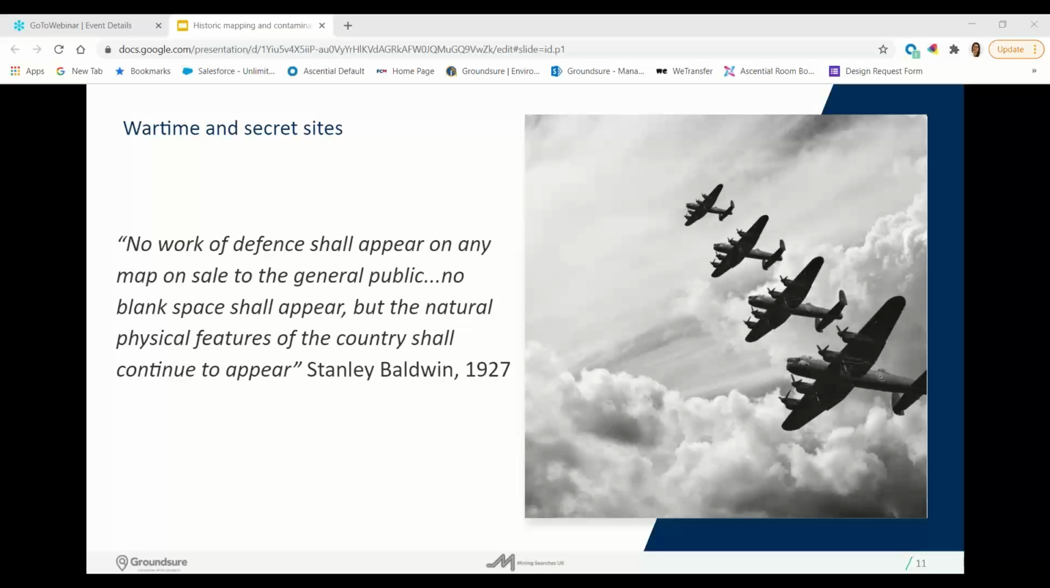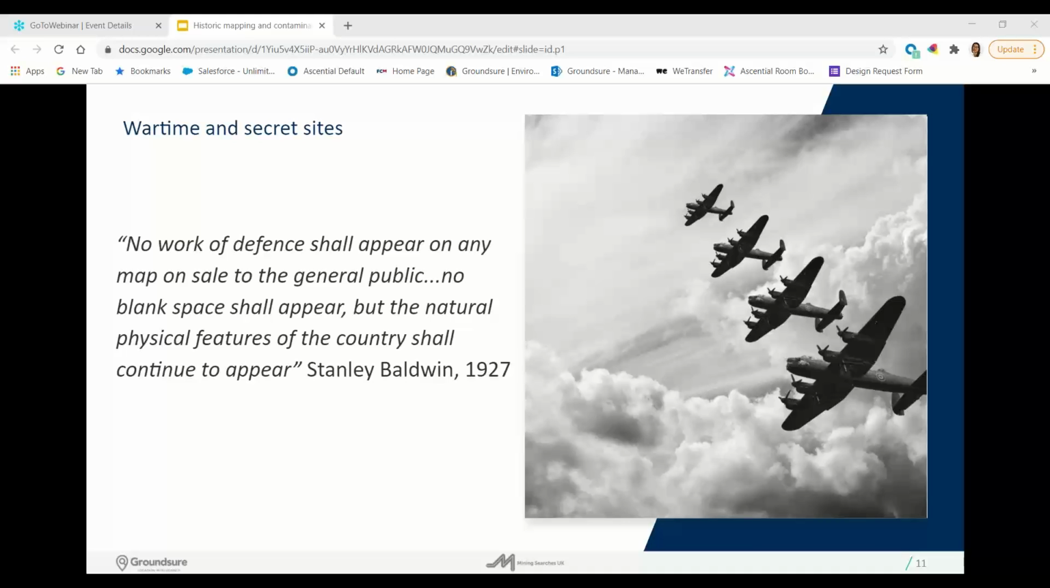Censorship of mapping started in 1927 with the well-founded fears of a wartime aerial blitz. Around the time, Prime Minister Stanley Baldwin warned that the bomber will always get through, and he secretly instructed that no work of defense shall appear upon any map on sale to the general public. No blank space shall appear, but the natural physical features of the country shall continue to appear. Map makers eventually protested that there was no point in deleting, for example, power stations, because the power lines converged on a mysteriously blank spot.